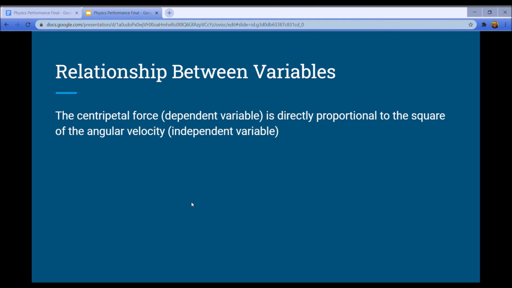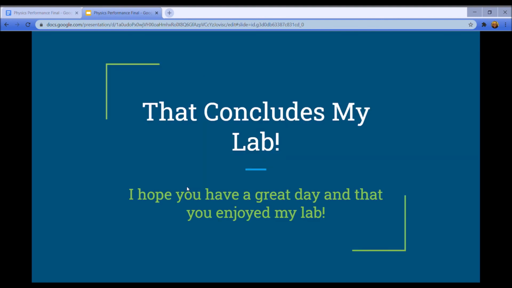Now, the relationship between the variables. The centripetal force, which is the dependent variable, is directly proportional to the square of the angular velocity, the independent variable. And we saw this in the graphs earlier, where the original was non-linear, because you had to square the angular velocity in order to make it linear. As such, that's the relationship between the variables.